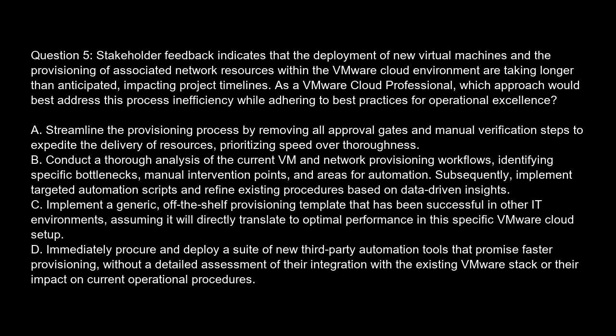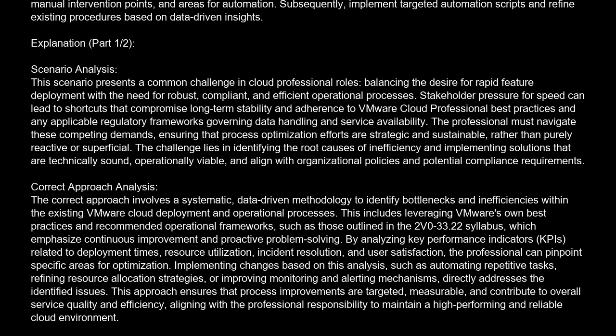Option C. Implement a generic, off-the-shelf provisioning template that has been successful in other IT environments, assuming it will directly translate to optimal performance in this specific VMware cloud setup. Option D. Immediately procure and deploy a suite of new third-party automation tools that promise faster provisioning, without a detailed assessment of their integration with the existing VMware stack or their impact on current operational procedures. The correct answer is B.